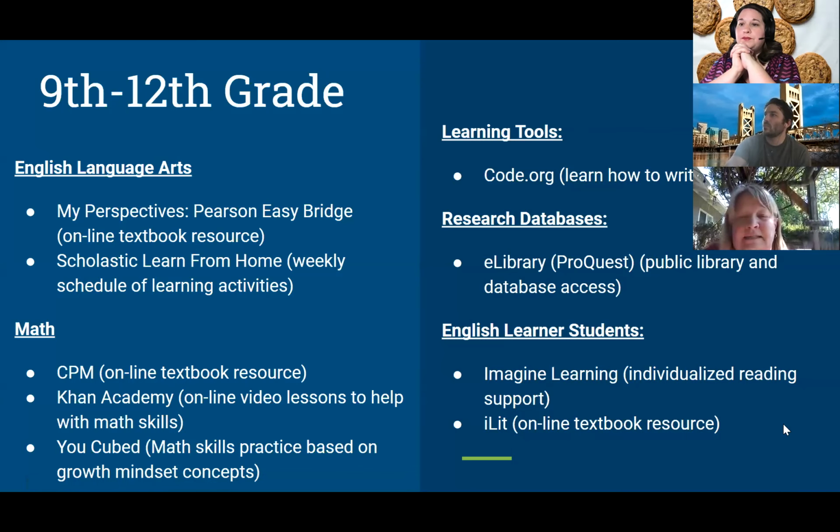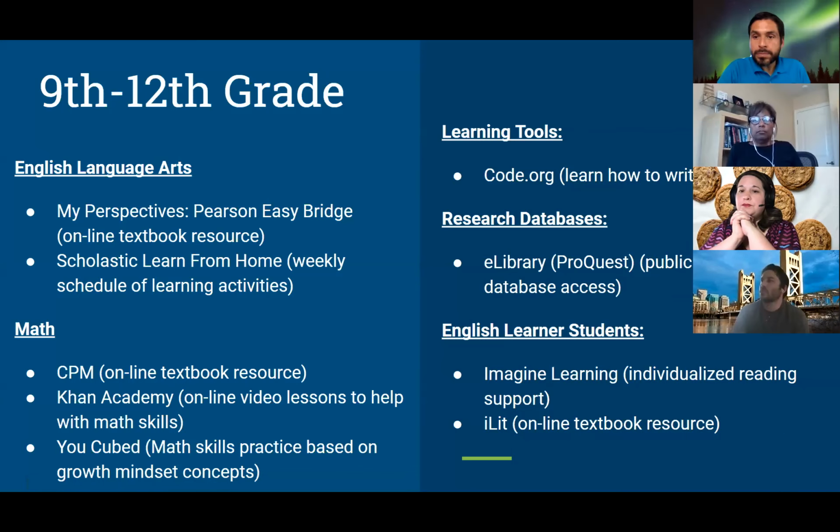On the right side, it's the same things that you've seen already: code.org for writing code, research databases. I would assume your high school students will actually be assigned some things for research, especially if they're continuing on in their AP courses. So you might see some research that you need to do. This e-library is a great place to go and get the resources you might need for that. Imagine Learning and iLit, again, are great resources for your ELA students. And you may see some actual assignments on iLit for your EL students.